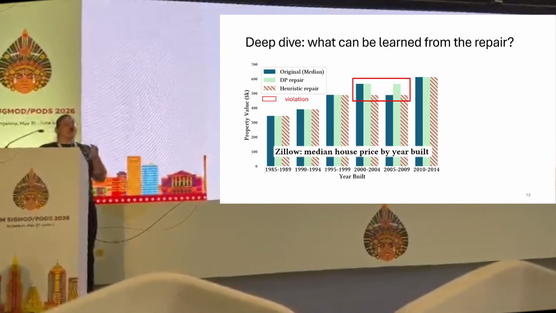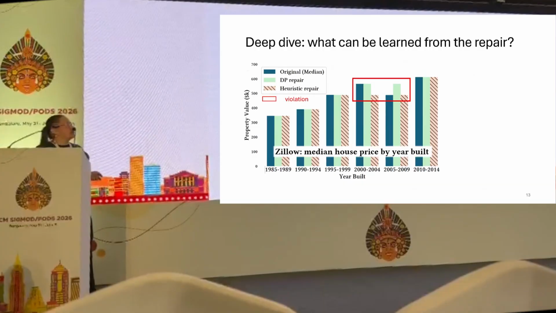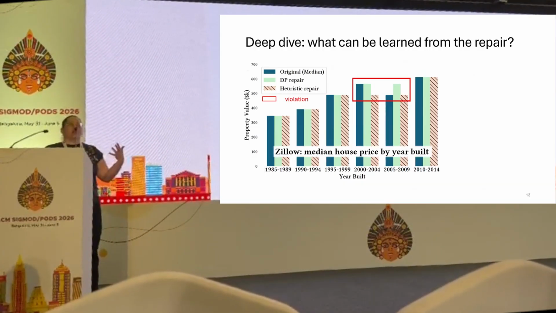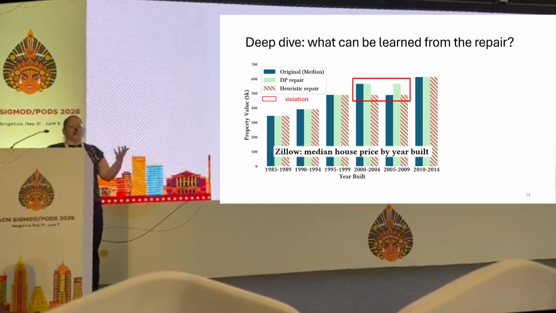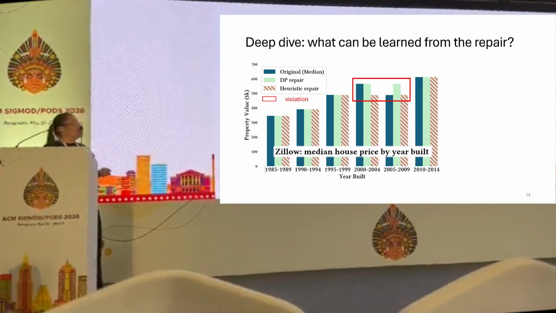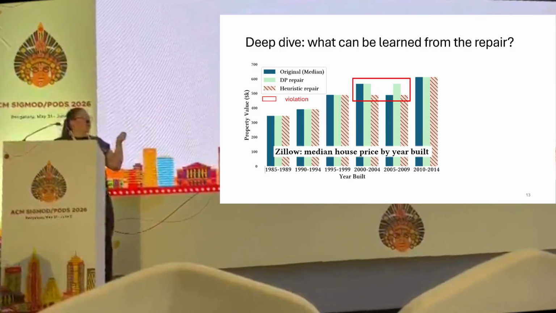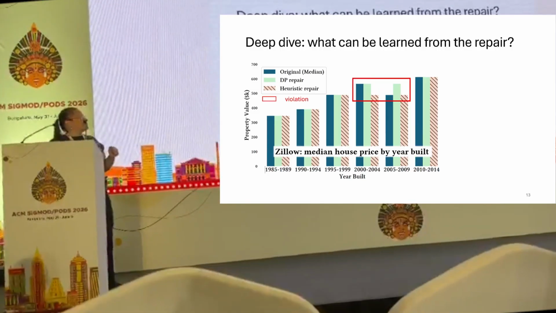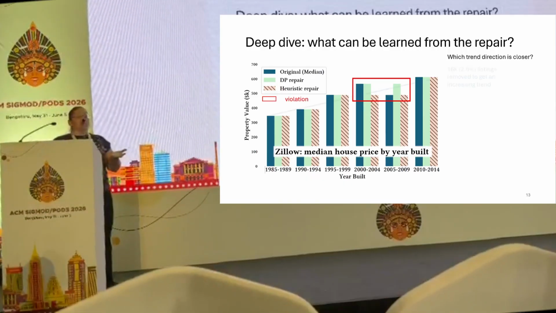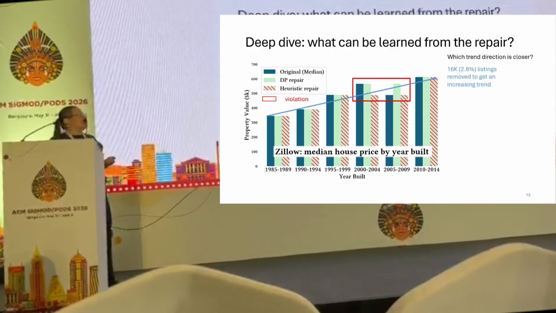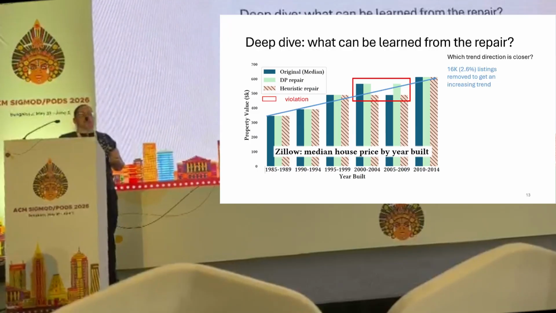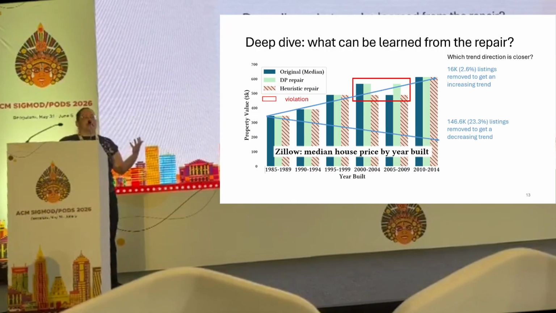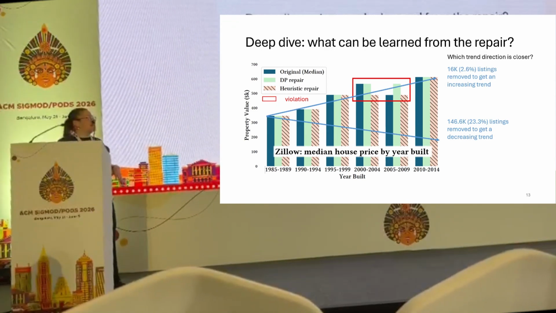So let's zoom in further on this real estate example, where we expect median house prices to increase with the year they were built. So newer houses should cost more. And this is almost the case, except for a violation in 2005 to 2009. Which trend direction is closer? Well, to get an increasing trend, we would have to remove 2.6% of the data, and to get a decreasing trend, we would have to remove over 20%. So definitely closer to increasing.